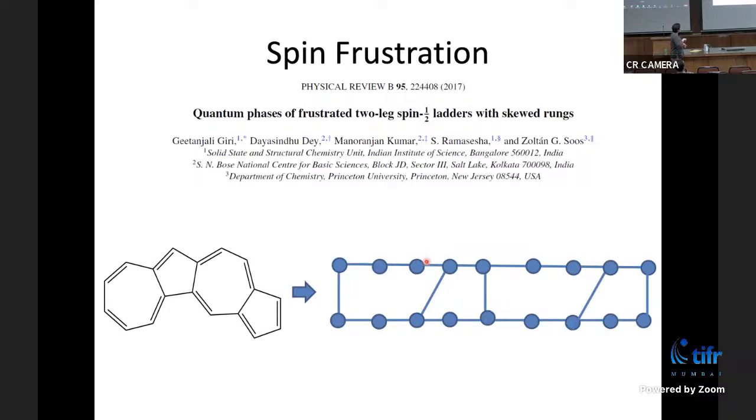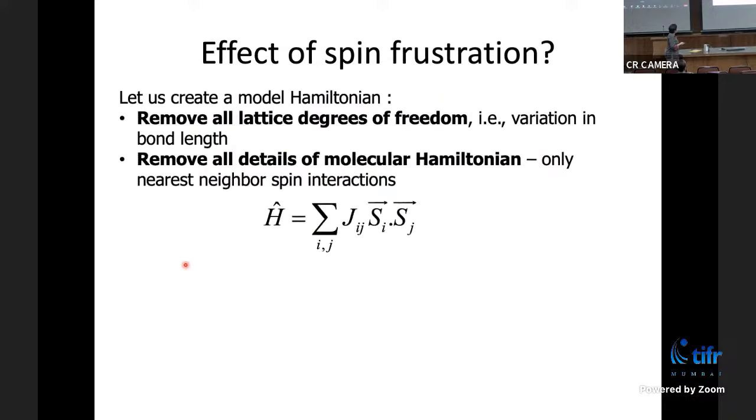So what that means, if you look at the connectivity, this is a 7-membered ring, this is a 5-membered ring, next one is a 7-membered ring, and so on. So this is the exact analog of a polyazulene. And what they said is here, the quantum phases were because of frustrations that were introduced by the spin configurations. So we thought, okay, for our system, let's try to find that.